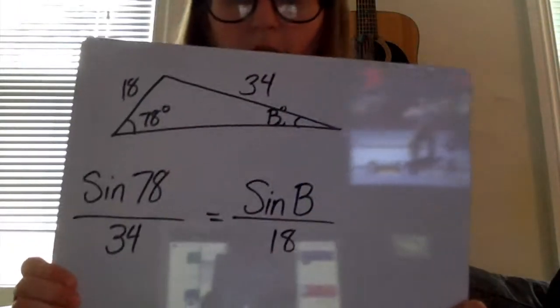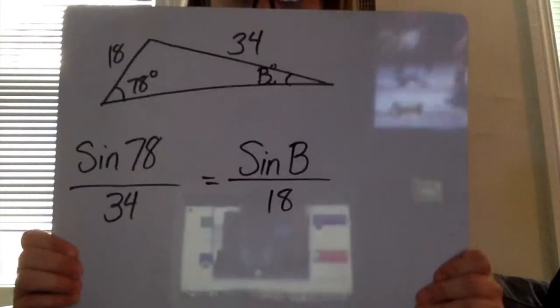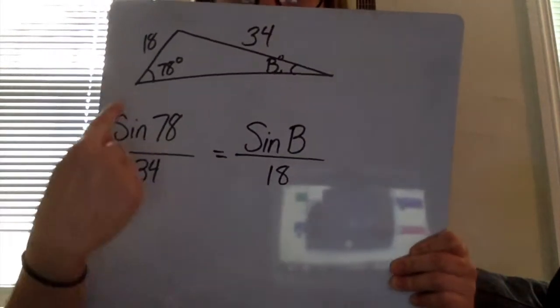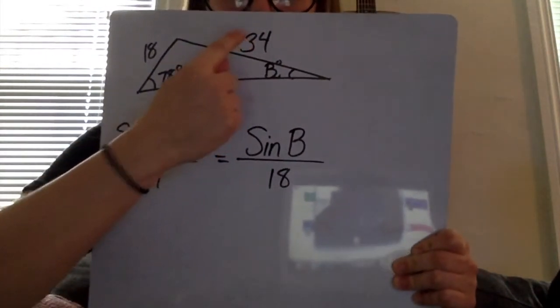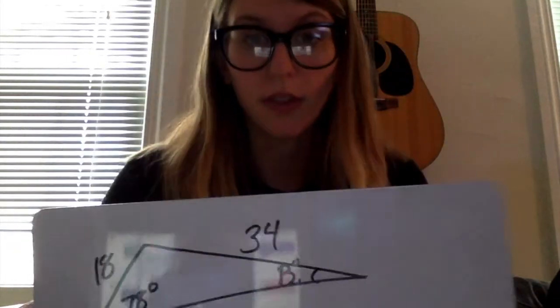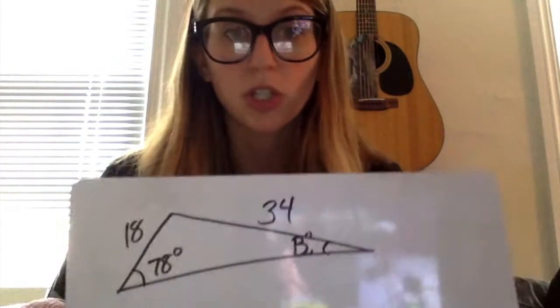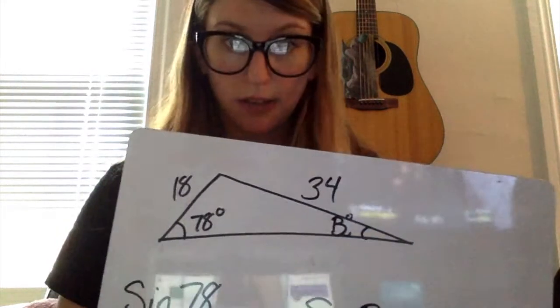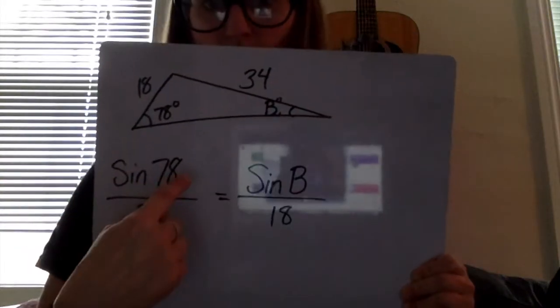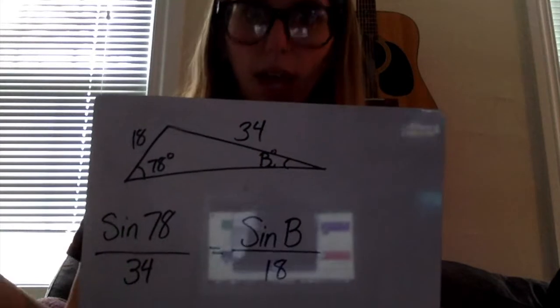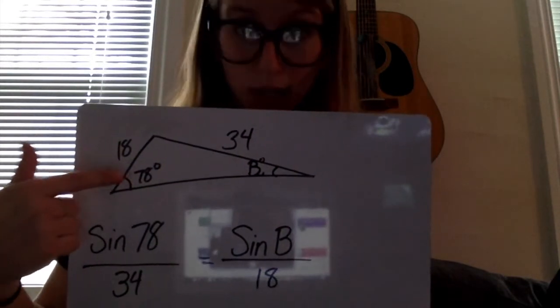Sine of A over A equals sine of B over B. Now, before I move on, I want to bring up a very common misconception. A lot of people will write sine of 34 over 78, and this is a big no-no because you can't do that with side lengths. Because we're working with angles, we're going to take the sine of an angle.